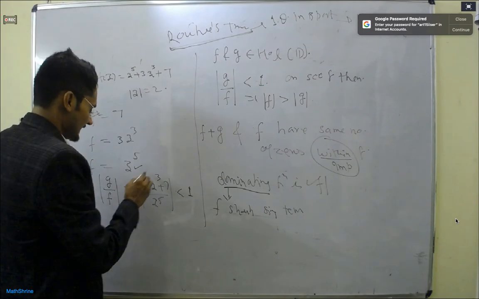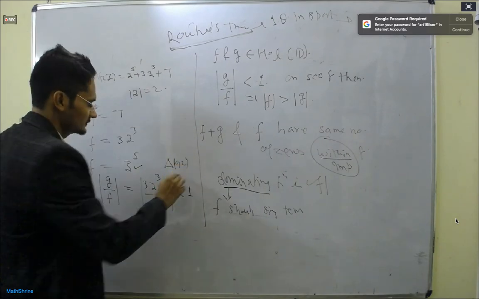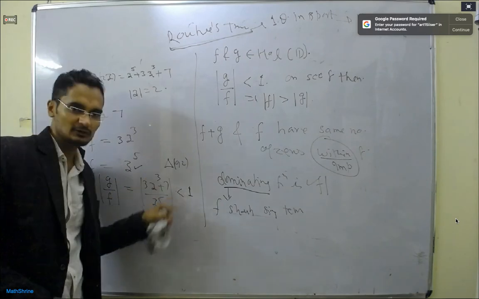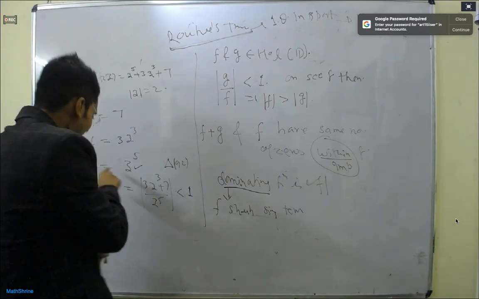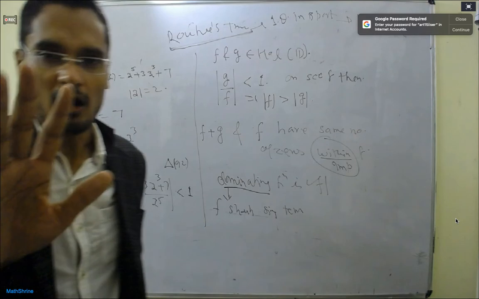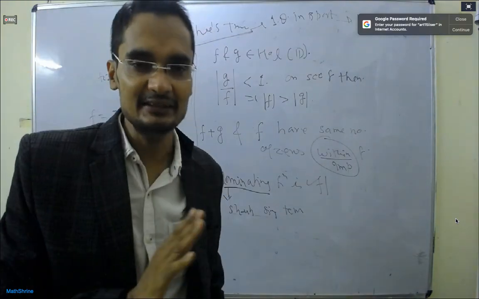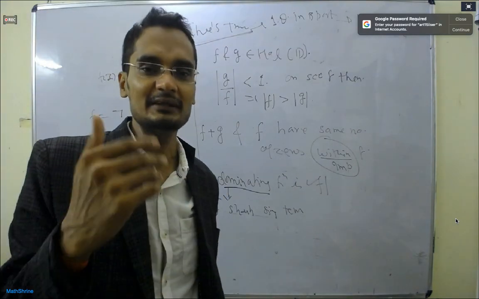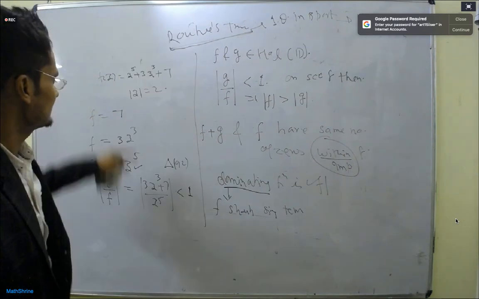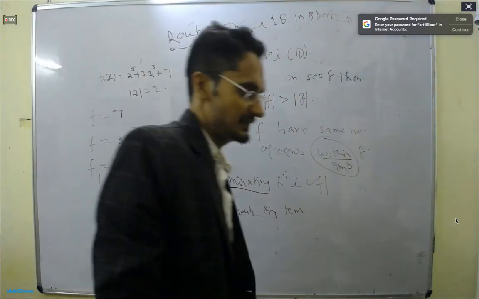This means that g by f, the dominating factor, since I have taken the maximum, has modulus less than 1 in this case. This f has 5 zeros, and the other has at most 5 zeros. This implies that f plus g is simply our main answer.